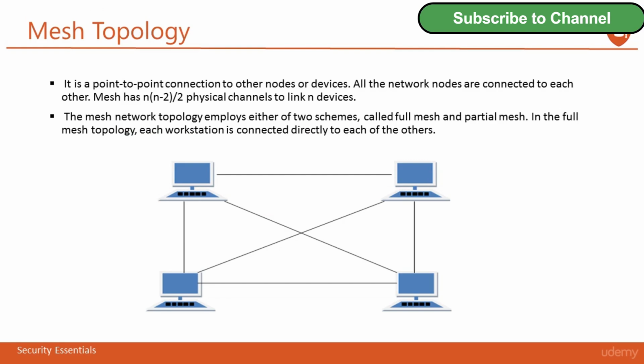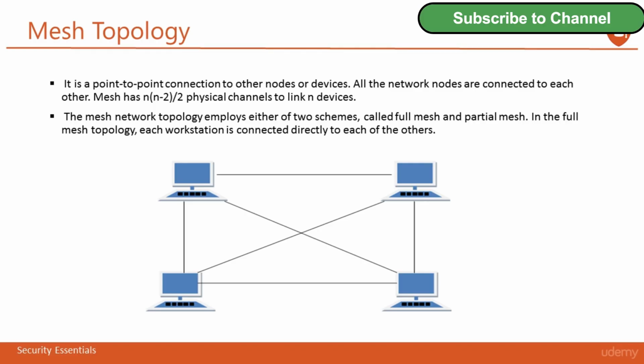Next is the mesh topology. Mesh topology is a point-to-point connection to other nodes or devices. System A is connected to System B, C, and D at the same time, so all systems are connected with each other point-to-point. The mesh network topology employs either of two schemes. The first is called a full mesh, and the second is called a partial mesh. In the full mesh topology, each workstation is connected directly to each other.